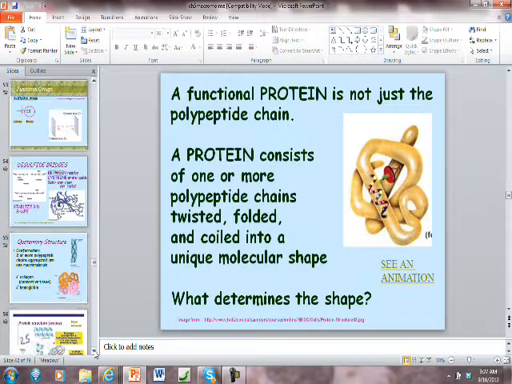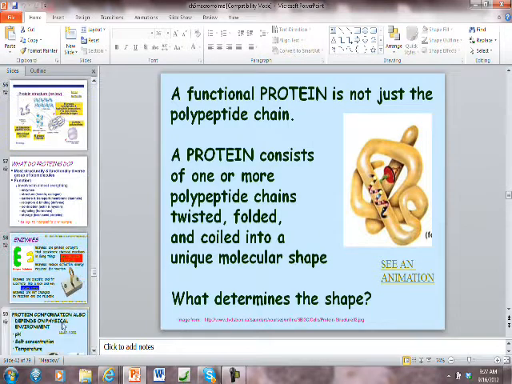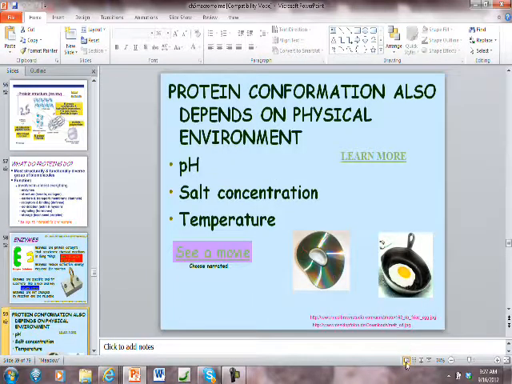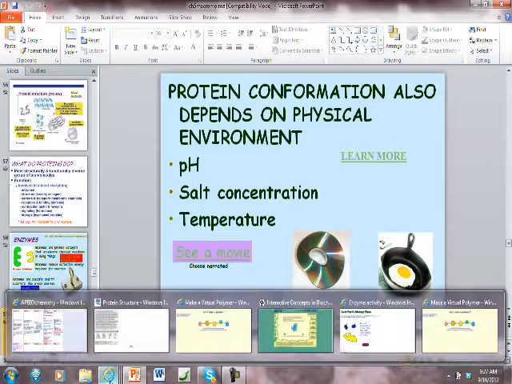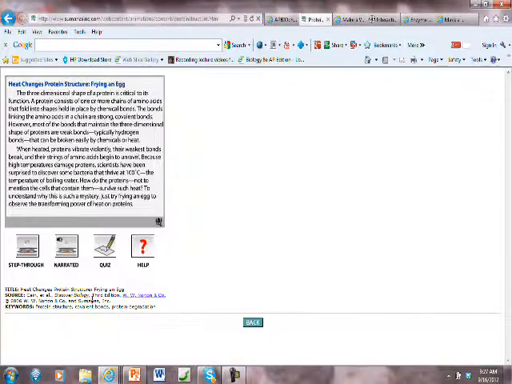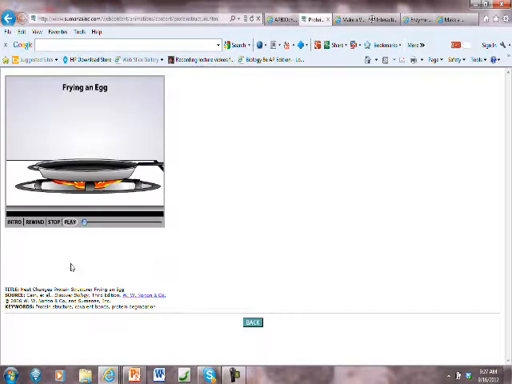Okay, let's go back to our slideshow here. So things that can affect enzyme shape: changing the pH, salt concentration, temperature. Some of you may have actually denatured some proteins this morning for breakfast. We're going to watch a little video clip quick.